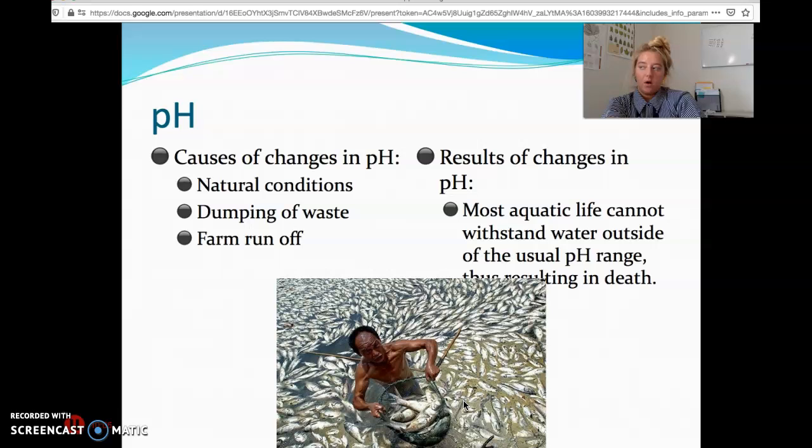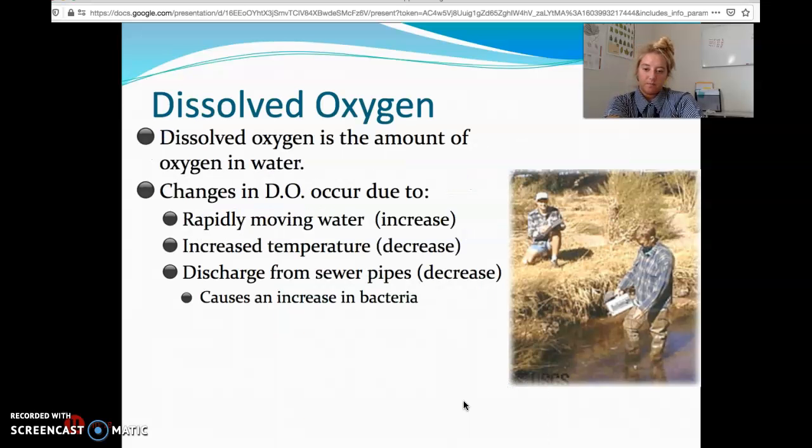So organisms, specifically aquatic ones, are very susceptible to changes in pH. It makes them die, pretty much. It kills them. So changing this pH like that is a big deal.